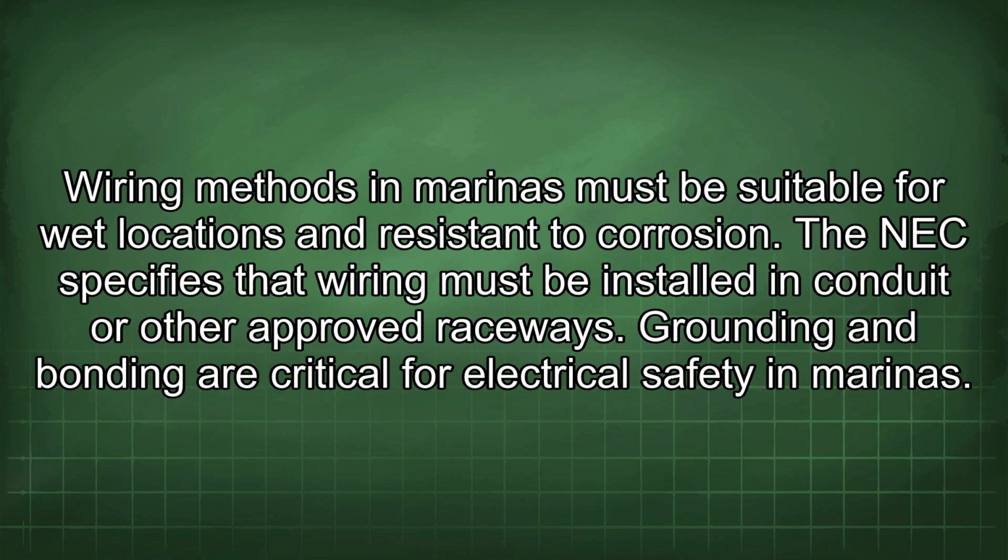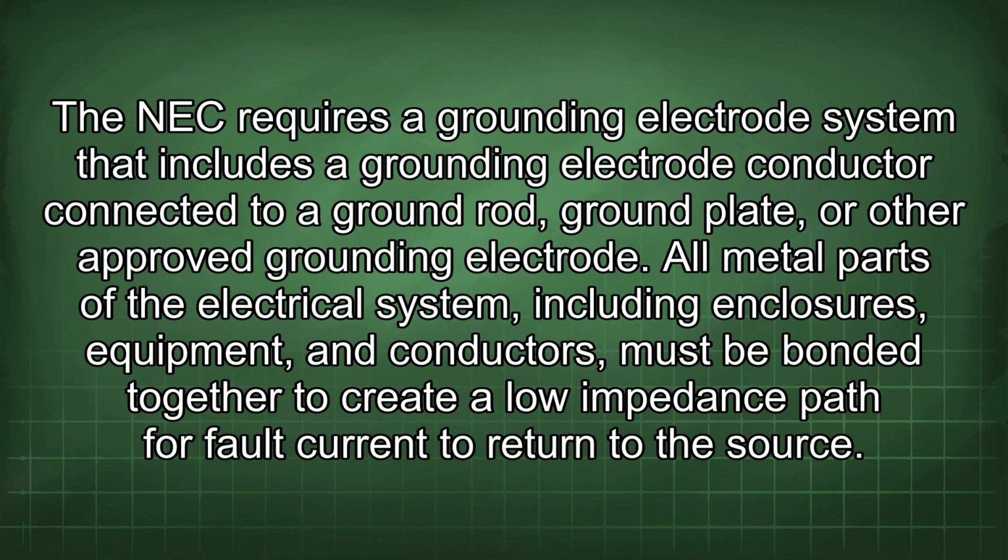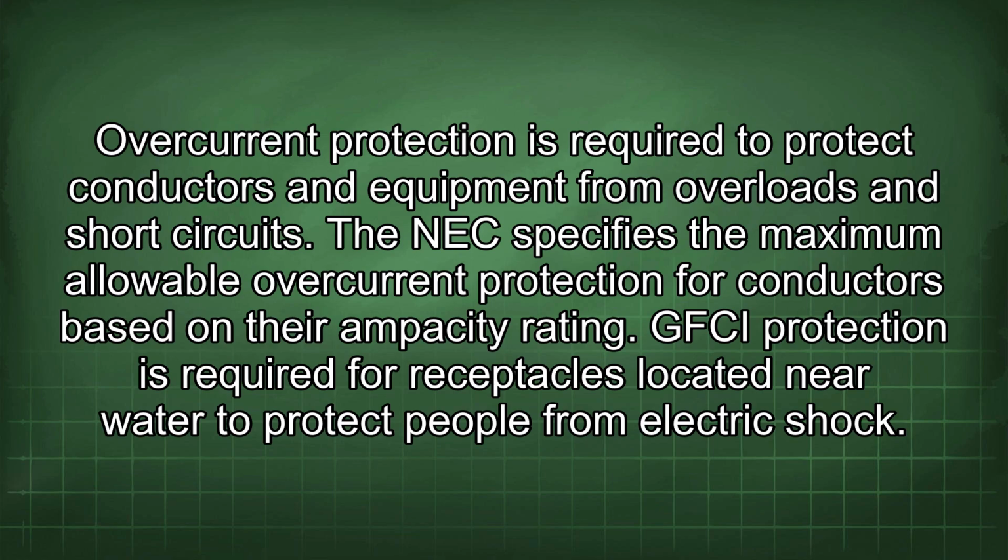Grounding and bonding are critical for electrical safety in marinas. The NEC requires a grounding electrode system that includes a grounding electrode conductor connected to a ground rod, ground plate, or other approved grounding electrode. All metal parts of the electrical system, including enclosures, equipment, and conductors, must be bonded together to create a low impedance path for fault current to return to the source. Overcurrent protection is required to protect conductors and equipment from overloads and short circuits. The NEC specifies the maximum allowable overcurrent protection for conductors based on their ampacity rating.